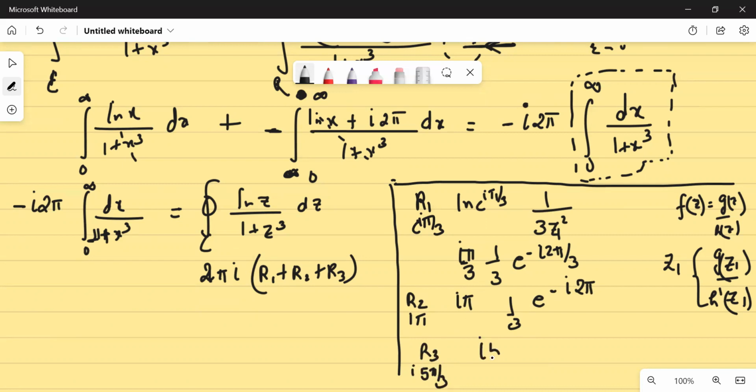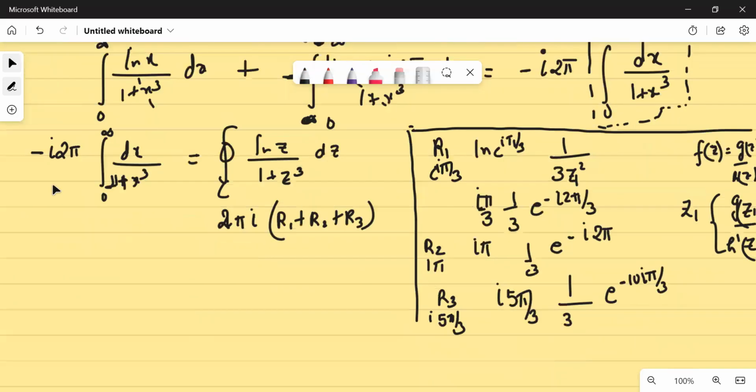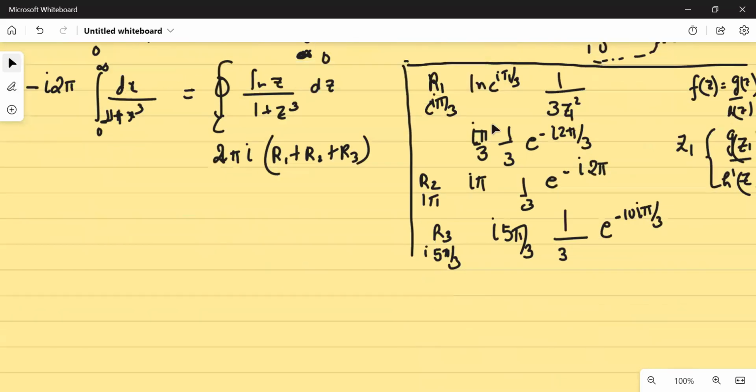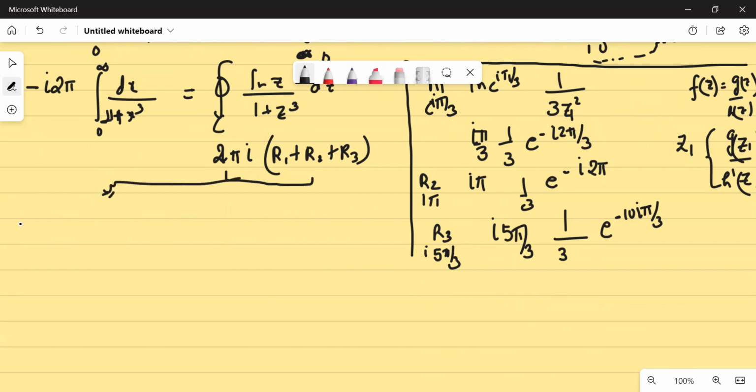And r3 about e to the power i 5 pi by 3. So this is i 5 pi by 3 here, because the log of e to the power i 5 pi by 3 I will simply get i 5 pi by 3, and this is 1 upon 3, and then e to the power minus 10 i pi upon 3. So let us do all these three things. Let us first try to find these residues and then multiply it with 2 pi i, and I'll write it here. Don't get confused. So this is 2 pi i.